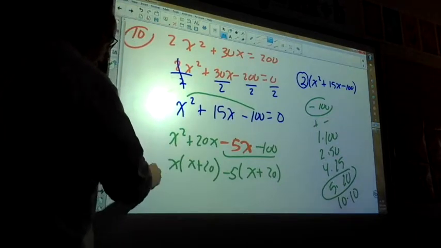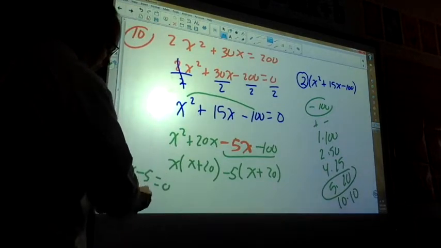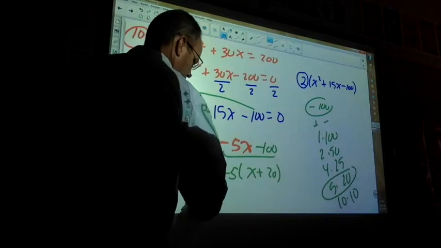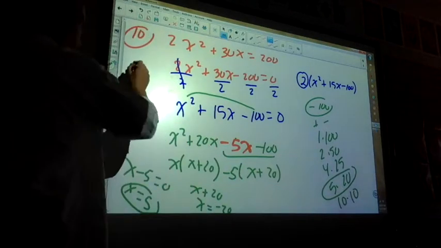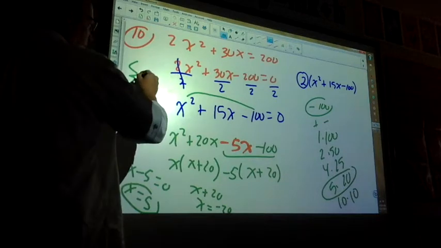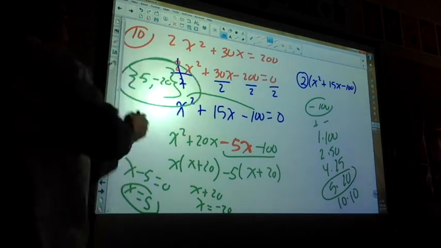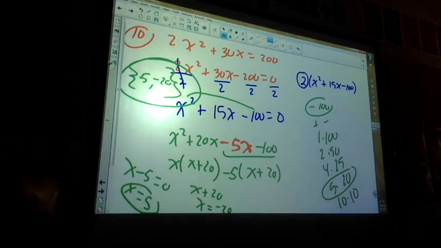So I get x minus 5 equals 0, so this gives me x equals 5. And then x plus 20 equals 0, so x equals negative 20. So I could write the answer like this in a fancy bracket that no one knows how to write. I could make my answer that. Again, that's not the point. It's not a point at all. You're good. See?